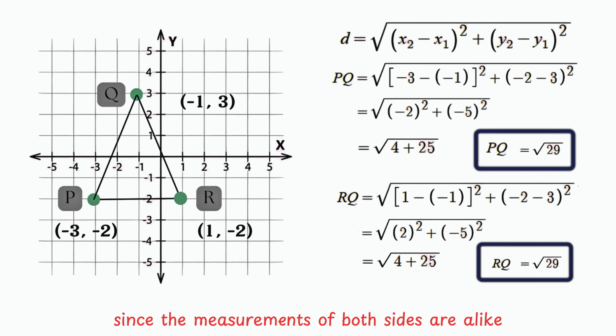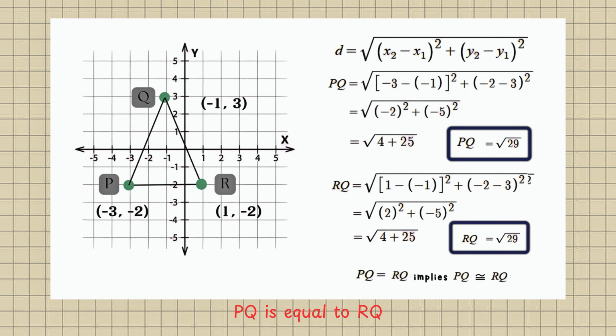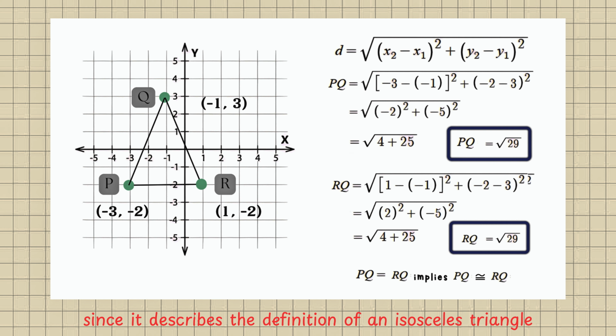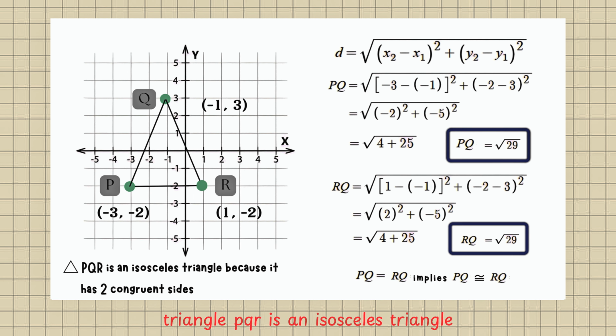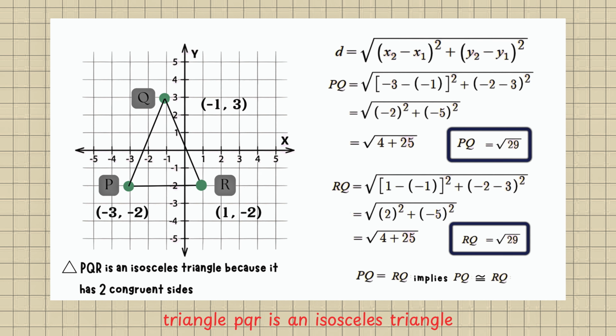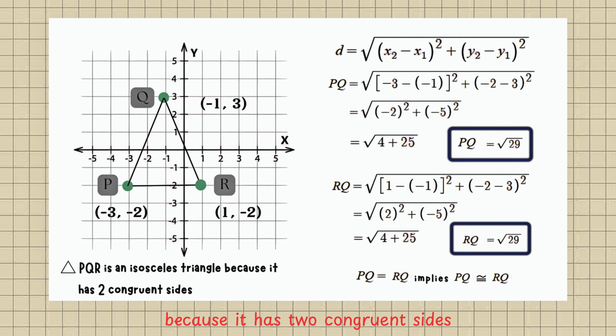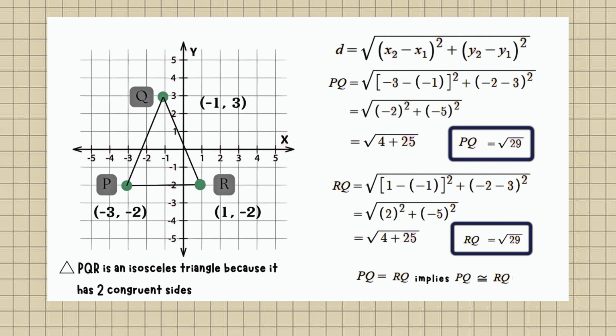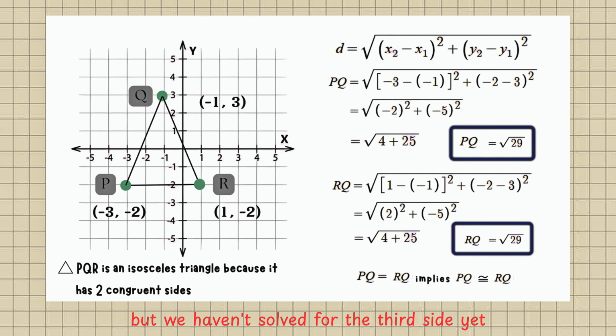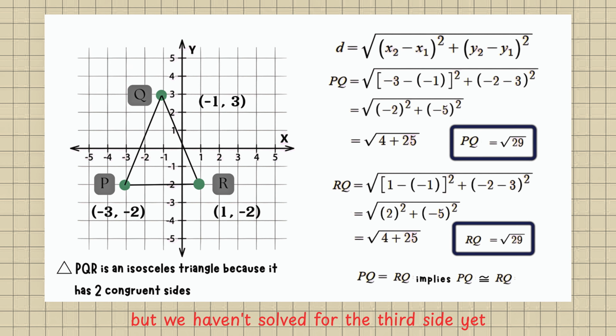Since the measurements of both sides are alike, PQ is equal to RQ. This implies that side PQ is congruent to side RQ, proving that it is indeed an isosceles triangle. Since it satisfies the definition of an isosceles triangle, triangle PQR is an isosceles triangle because it has two congruent sides. But we haven't solved for the third side yet.